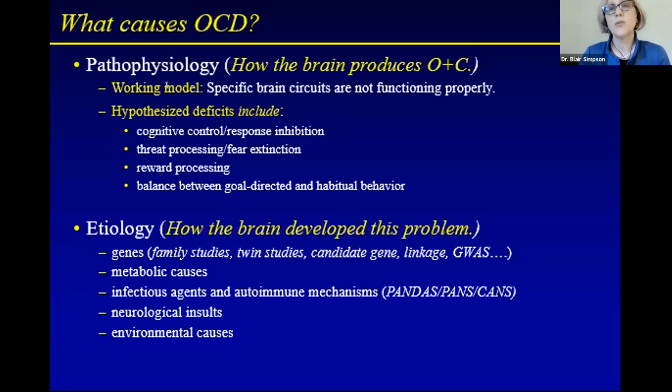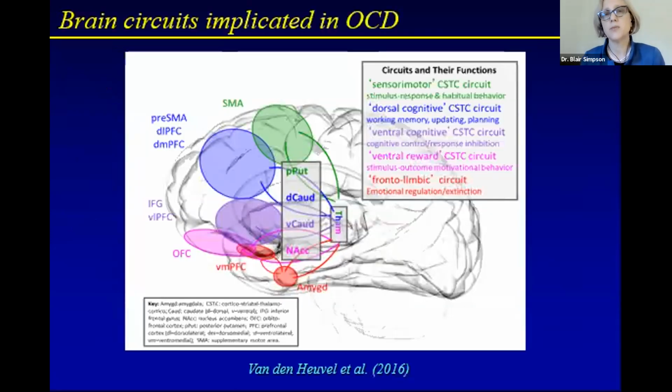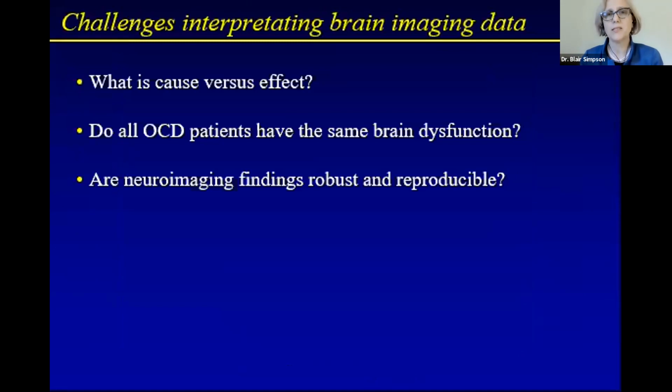I'm going to focus, though, this part of the talk on the pathophysiology. How does the brain produce obsessions and compulsions? There's a large body of neuroimaging studies right now that demonstrate that people with OCD have alterations or abnormalities in a variety of brain circuits. These brain circuits are known to underlie some of the hypothesized neurocognitive deficits that I showed you on the prior slide. But here's the problem with brain imaging studies, right? They can't distinguish cause and effect. So you take a person with OCD, you image their brain, you see something abnormal in their brain.